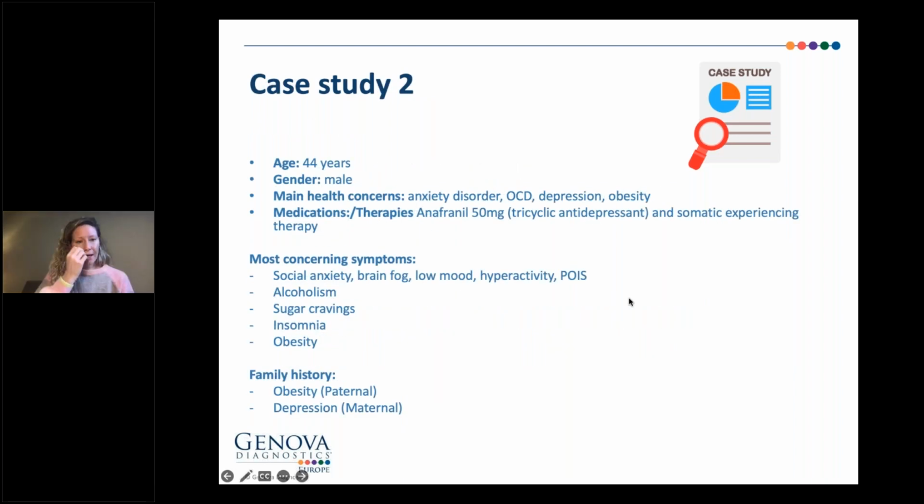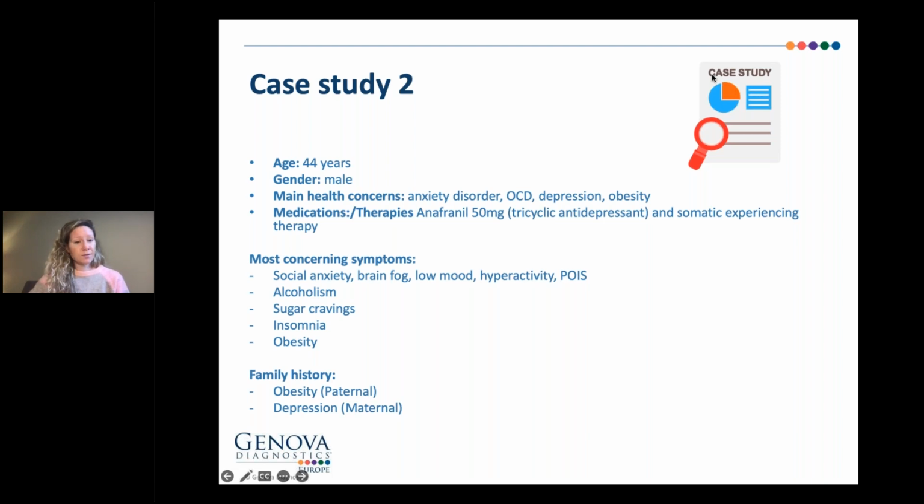So this was a male client, this time aged 44. Again, his main concerns were anxiety disorder, as well as OCD, depression, and obesity. He was on Anafranil, which is a tricyclic antidepressant, and had been on that for many years, I think at least 20 years. He had been seeing a somatic experiencing therapist to help support him with some trauma that he had experienced in his life.